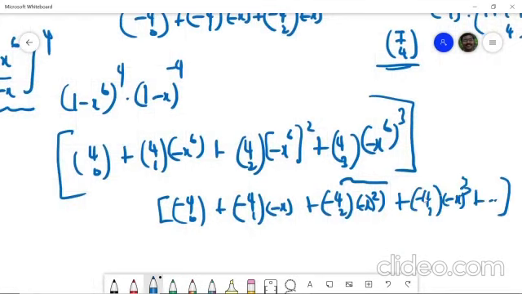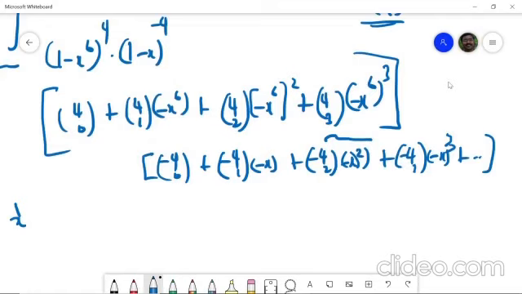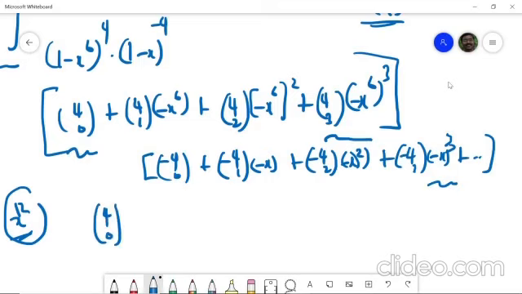Okay, now we will discuss when is the power x raised to 12 coming in this product. So when you multiply the constant term with the power of x raised to 12 here, you will get a term of x raised to 12 here. So the constant term is actually 4c0 when it is multiplied by the term containing x raised to 12 there. So what's the term containing x raised to 12 in this expansion?